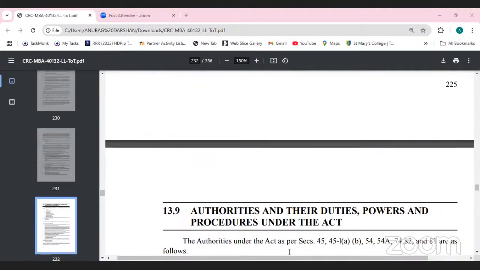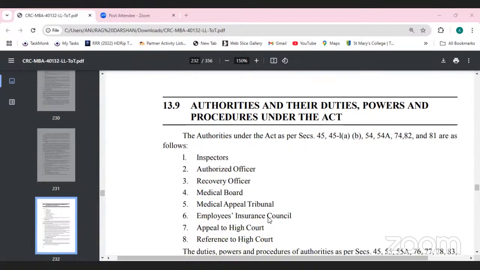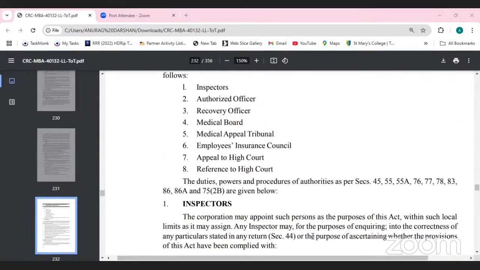Now, what are the authorities and their duties, powers? The following have authority under the Act: the inspectors, authorized officer, recovery officer, medical board, medical appeal tribunal, employees insurance court, appeal to high court, reference to high court. So the duties, powers and procedures of the authorities as per sections 45 to 55 are mentioned.